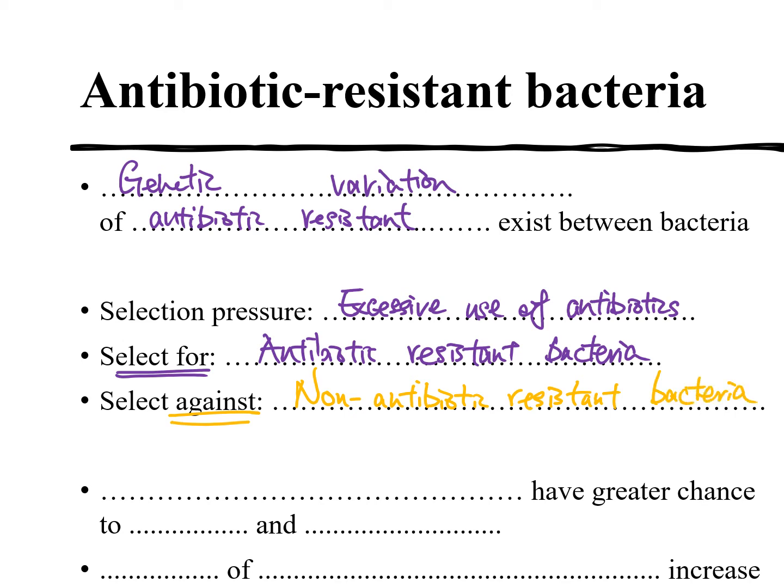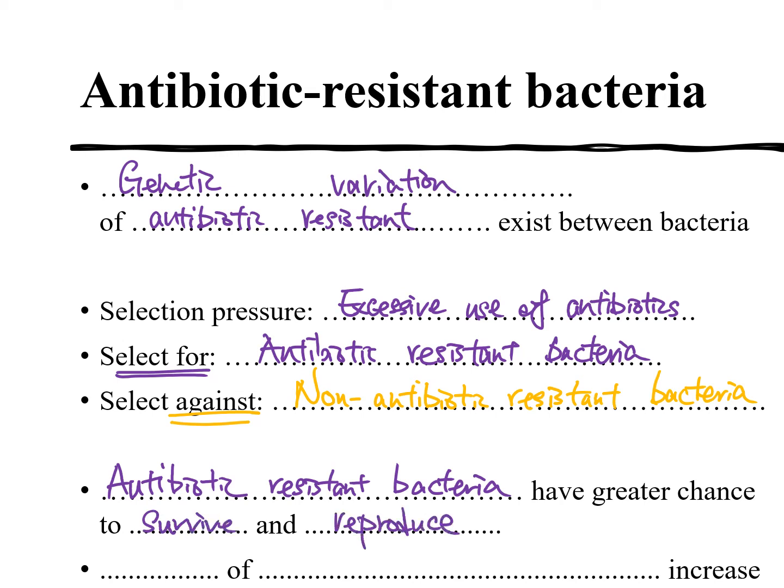So that at the end, the antibiotic-resistant bacteria have a higher chance to survive and reproduce. So at the end, you can conclude that the proportion of the antibiotic-resistant bacteria increases in the next generation.